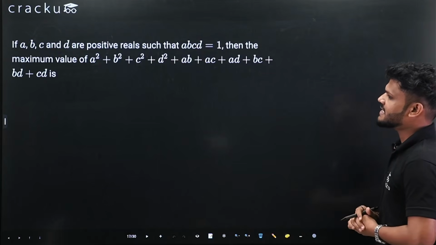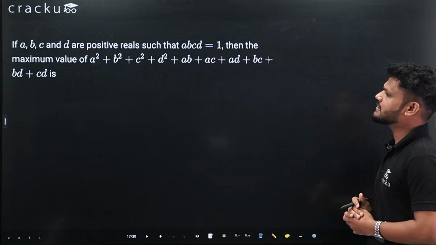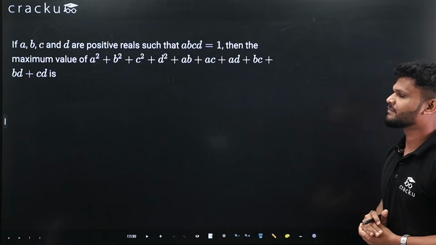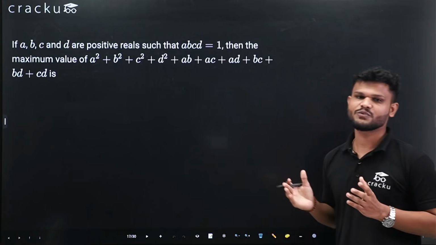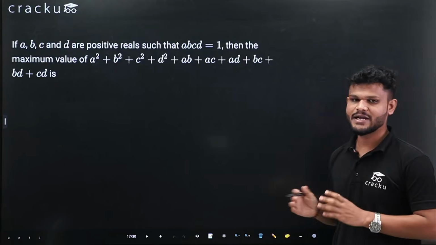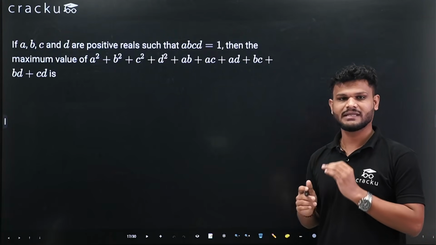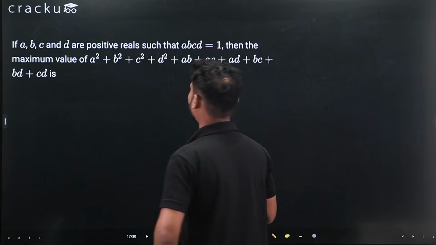In this question, we are asked A, B, C, D are positive real such that ABCD is equal to 1. Then the maximum value of this is what? Now, basically answer to this question is infinity. So technically it should be a bonus question. But if infinity is there which we can put, then infinity should be the answer. How can you do this?